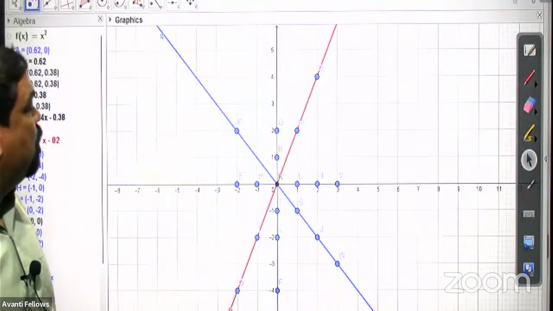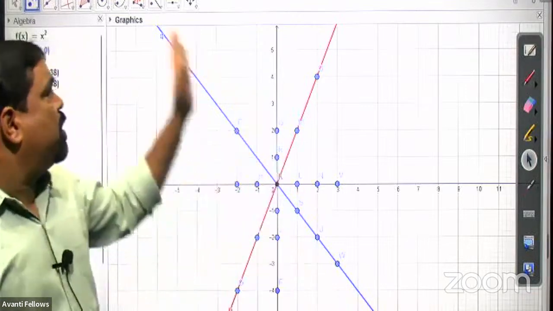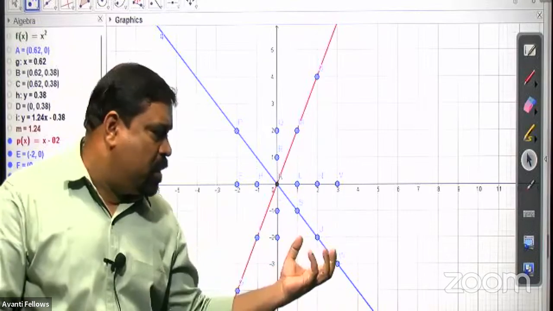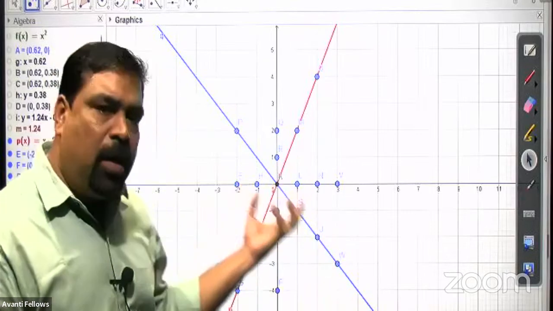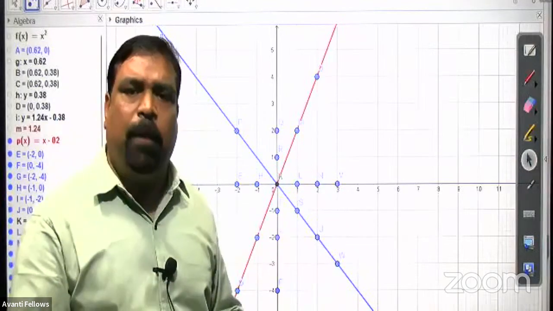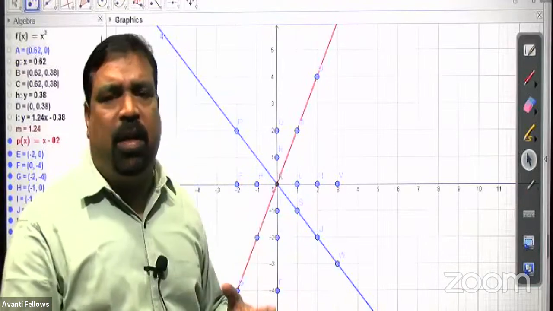So what we can observe? As x increases, the function values are decreasing. So this kind of function is called a strictly decreasing function. So that's the definition of the increasing and the decreasing function.